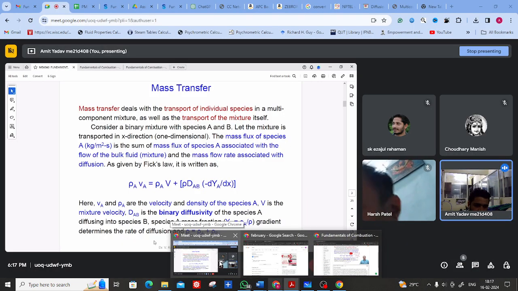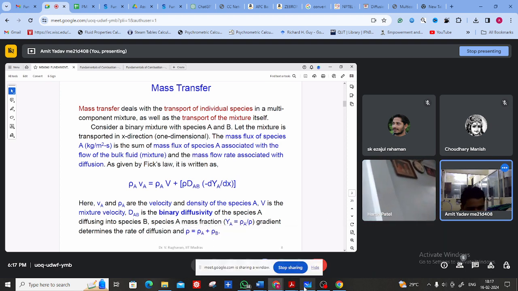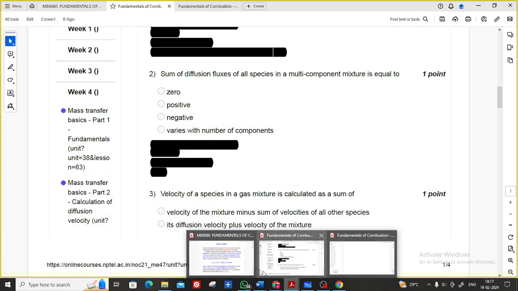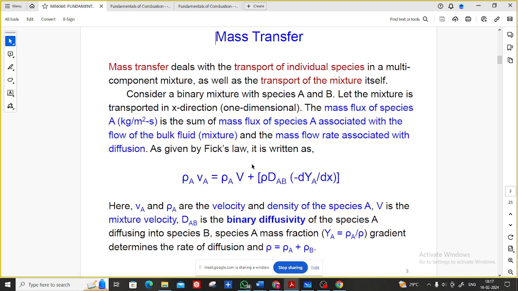So what do you mean by that, Harsh Patel? I think you were speaking. You were saying something like the gradient is negative. What do you mean by gradient is negative? That is the concentration gradient of the species A with respect to the other species in the mixture. That is negative, and this is the cause of the diffusion. Harsh, I am not getting it. What do you mean by concentration gradient of species A with respect to other species? Supposedly, it is the number of molecules of the species A in the mixture from one location to another location.